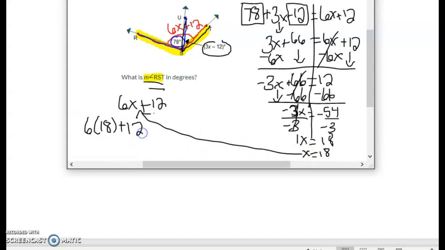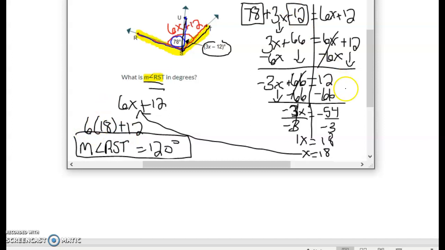And this just becomes calculator work, so multiply it out in your calculator. 6 times 18 plus 12 is 120 degrees. So the measure of angle RST equals 120 degrees. All right, I hope that helps.